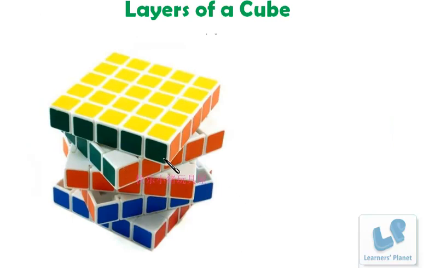So here I'm having a cube that is 5 centimeter by 5 centimeter by 5 centimeter, right? If we cut this cube into equal smaller cubes, I'll be getting 5 into 5 into 5, that is 125 smaller cubes, right? Now we can name the layers. This is top layer, this is bottom layer, these three are middle layer, right?